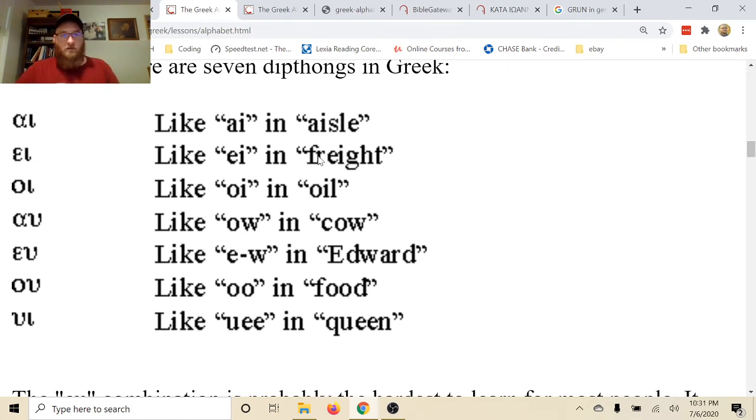Let's see here. Epsilon, which is like the hard E from bet or get, and iota. So, I'm sorry, I for eat. Close. Omicron, which is the O, and iota, like in oil. It's kind of in there. Anyways, you get it. Two vowels smashed together make a crazy looking doodad.